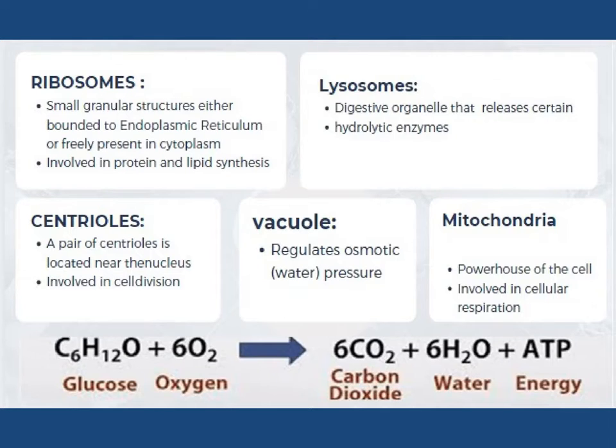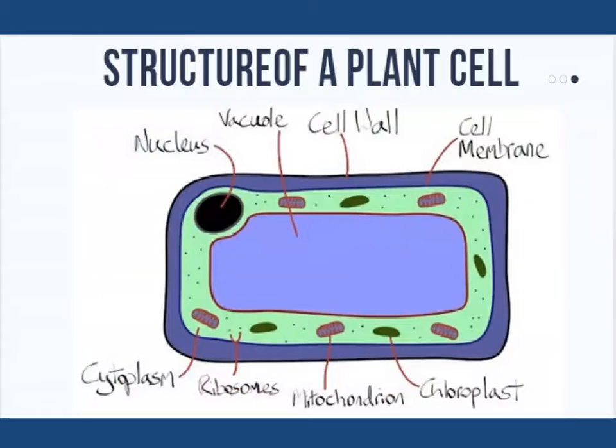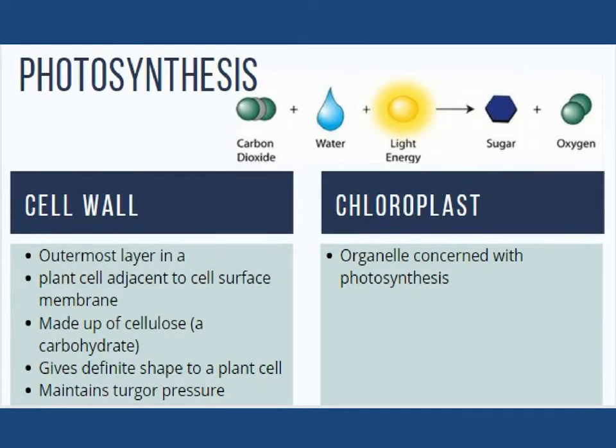Mitochondria, also known as the powerhouse of the cell, is involved in cellular respiration, which yields energy. Now let's have a look at the structure of a plant cell. Plant cells have certain additional structures such as cell wall and chloroplast.